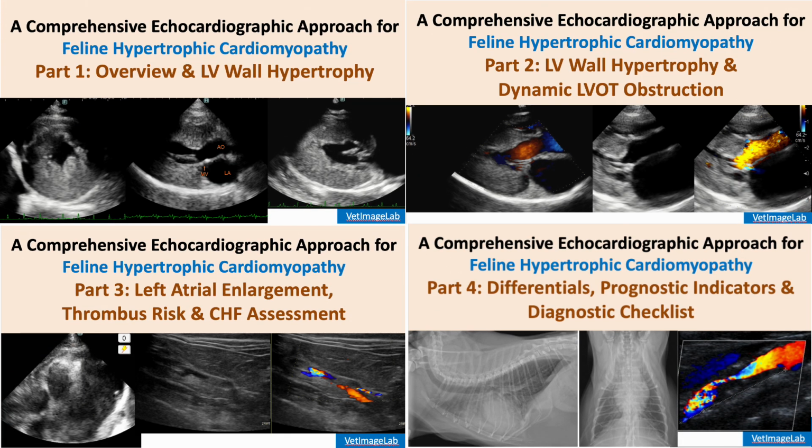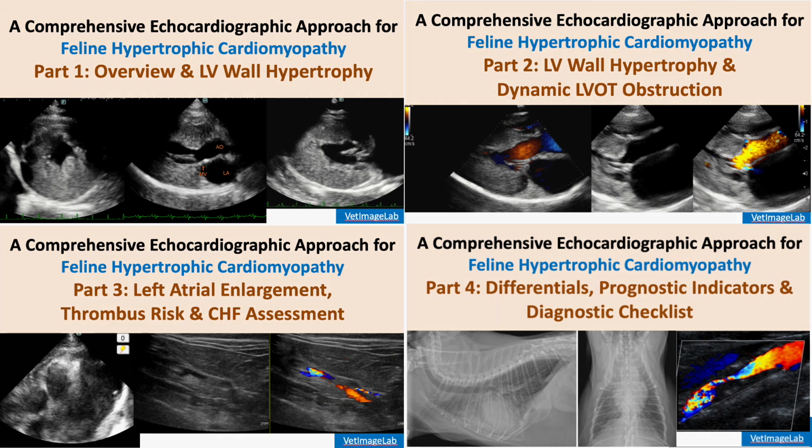If you haven't watched the first 3 parts yet, I highly recommend doing so before continuing. In previous lectures, we discussed how to identify left ventricular hypertrophy, recognize hypertrophy patterns, assess dynamic LVOT obstruction, and evaluate left atrial enlargement, thromboembolism, and congestive heart failure. They will greatly help your understanding of today's content. Now, let's start today's lecture.